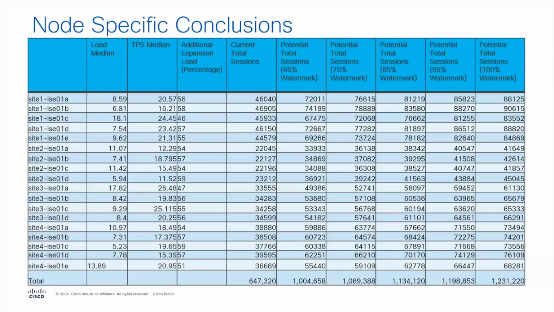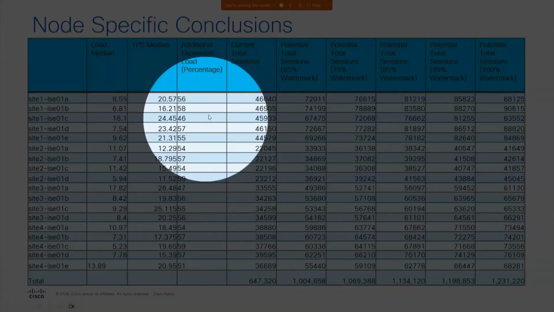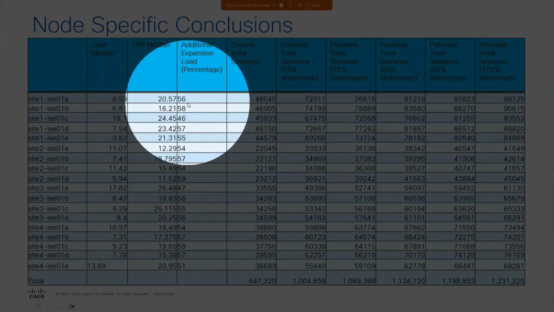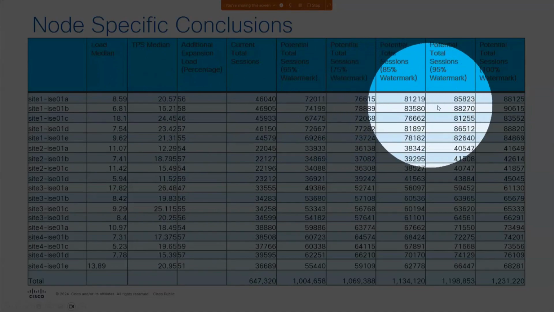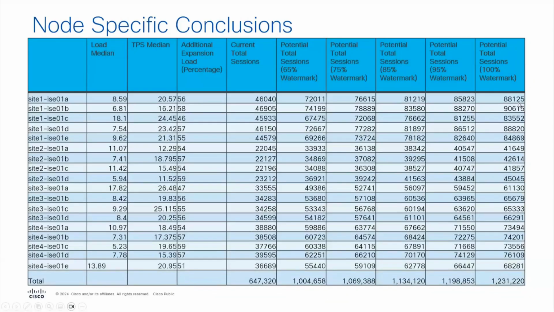at the 44% load that I currently have with 56% additional expansion, now what does this look like if I want the 65% watermark, 75, 85, 95, and 100?